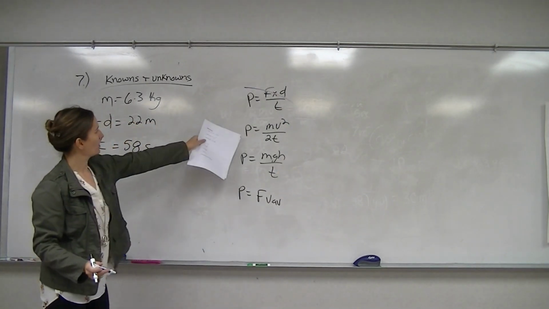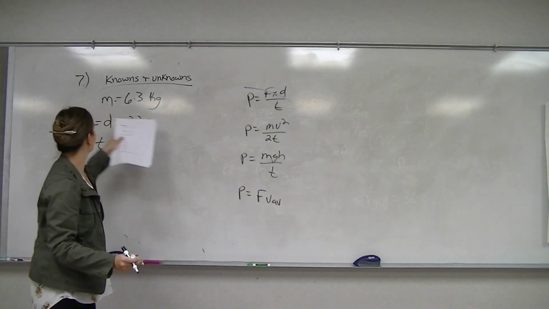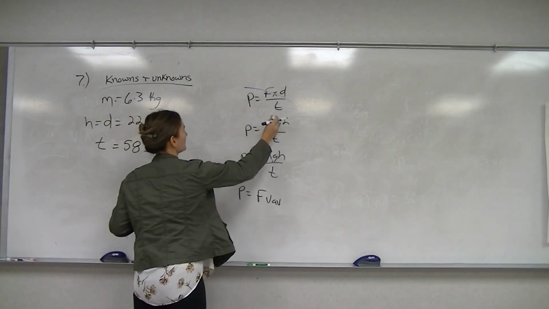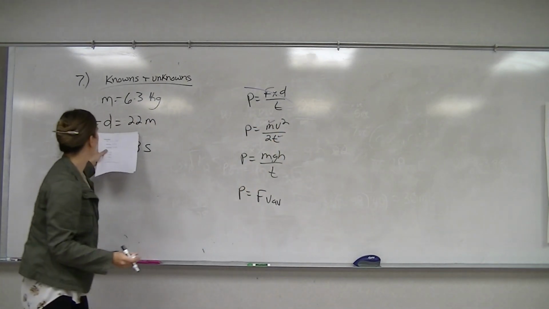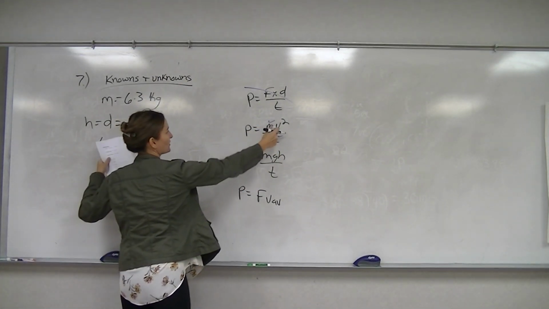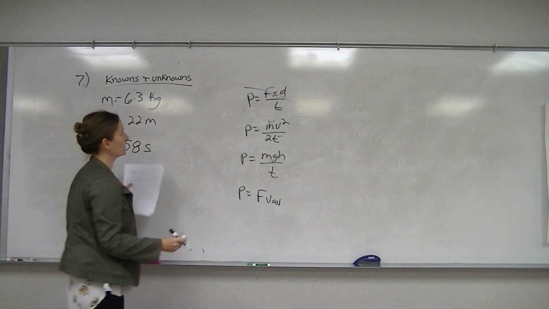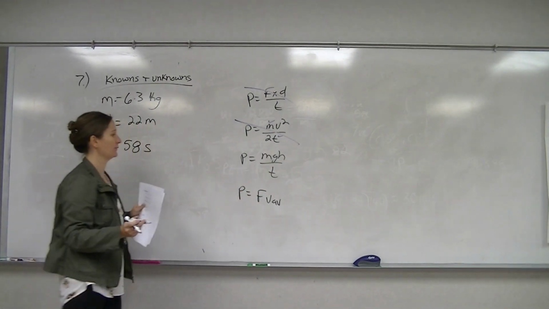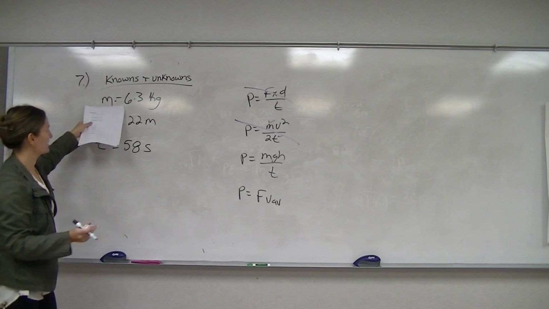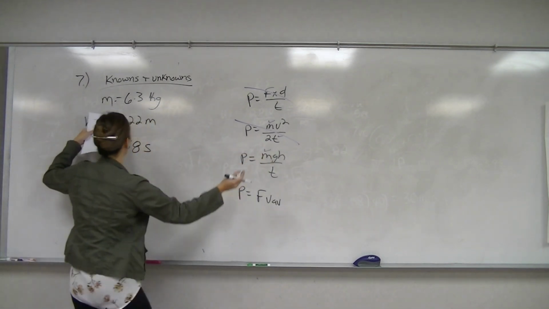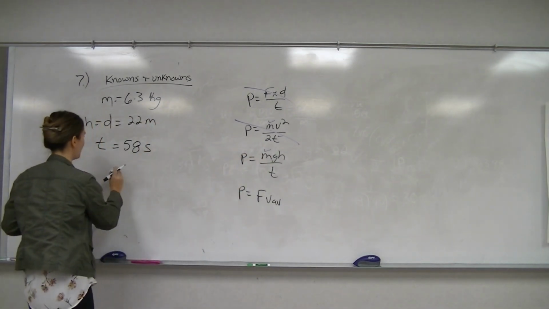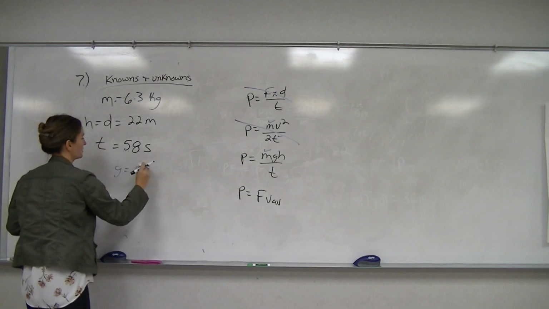Next one, mass. Yes, we have a mass. Time? Yes, we have a time. Do we have a velocity? That's what V is. I'm seeing no velocity, so not that one either. Next one, mass. We've got it. Gravity. It's not written here, but we know what it is, so let me add it.